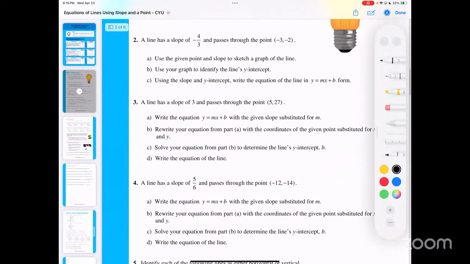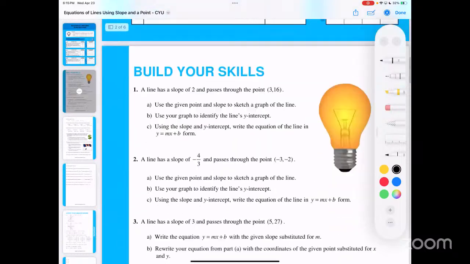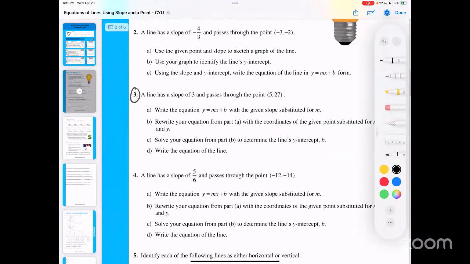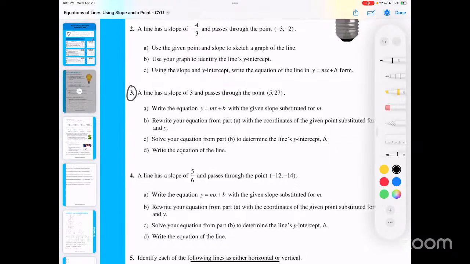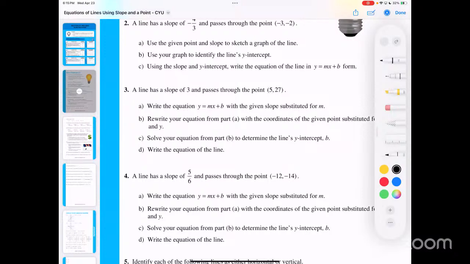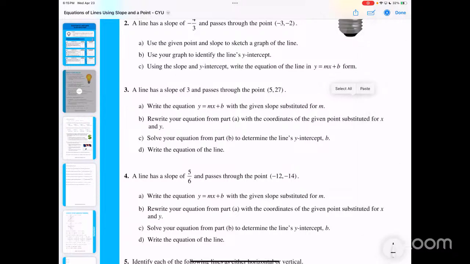Question number 3. Can you guys do question number 3 on the Jamboard? You guys going to do question number 3 here in your notebook? Question number 3, everyone. What do we do?